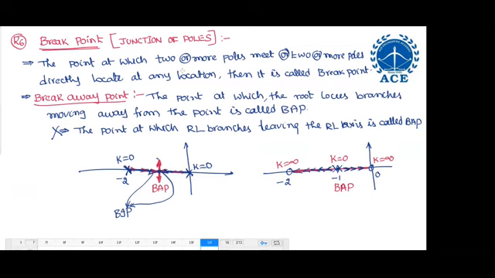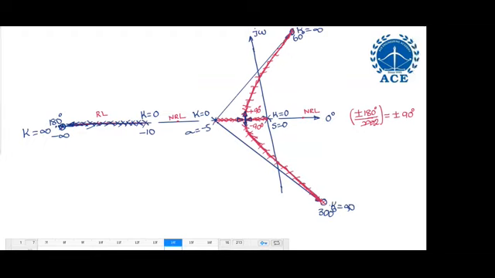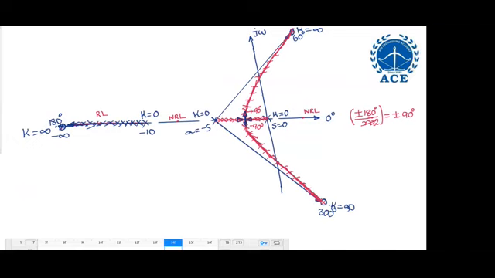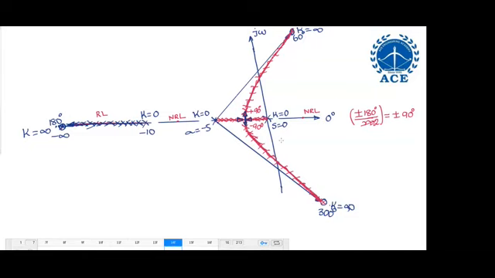Sir, page number 14. Here the poles are at S equals 0 and S equals -5. The K value is 0 here, and here also the K value is 0, sir. At all the poles K is 0 only. You drew it as increasing. It is going away, increasing, this is the path. At pole -5, it is moving away, sir, and at S equals 0, the pole is moving away.